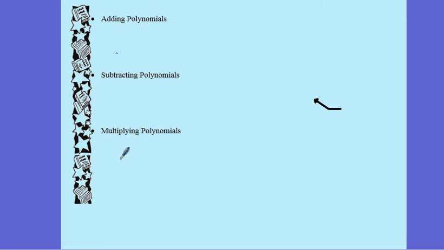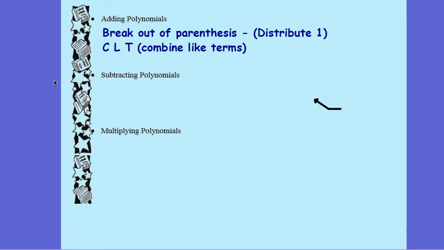As far as adding polynomials, we want to make sure that we know our steps. We have to break out of parentheses first. According to PEMDAS, we always have to simplify parentheses. If there is no number in front of a set of parentheses, we distribute a positive 1. Once everything is free, we can combine like terms, or CLT.